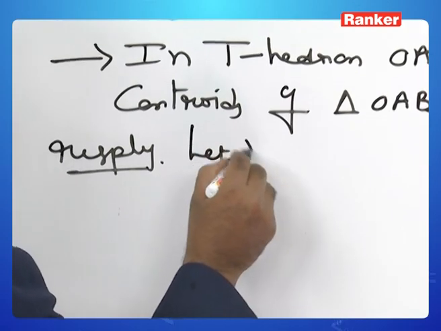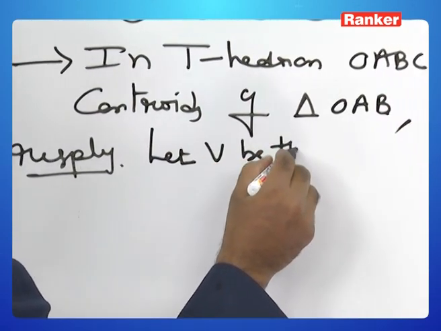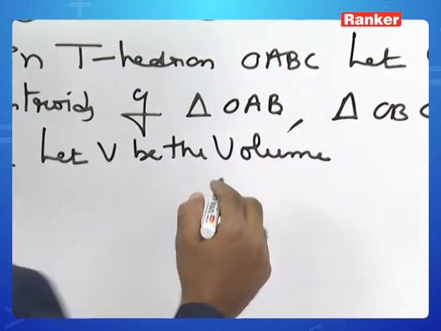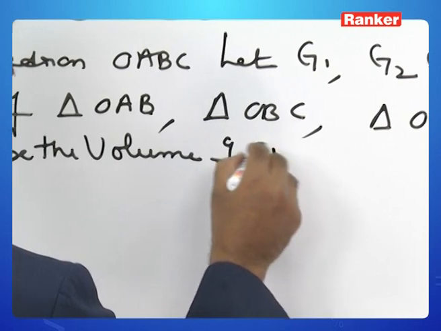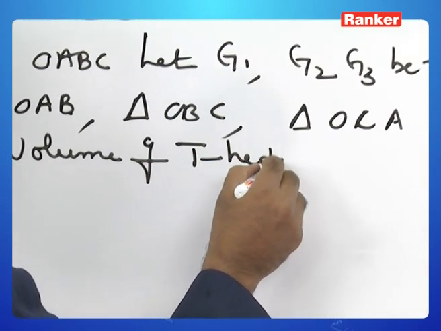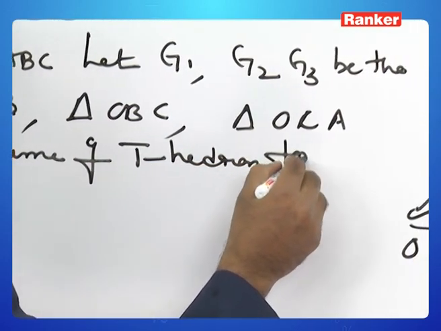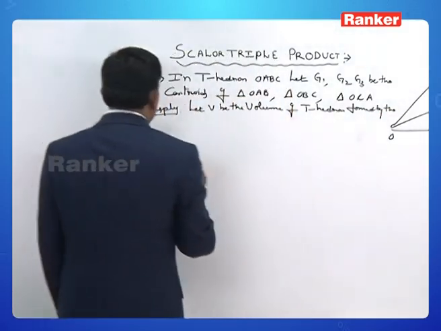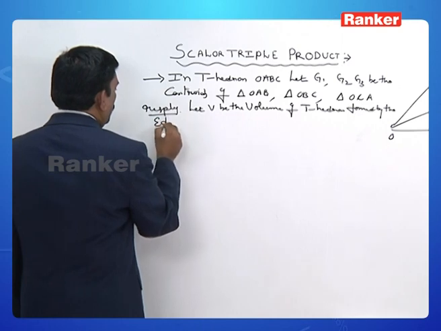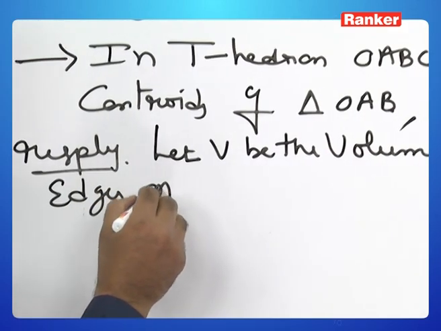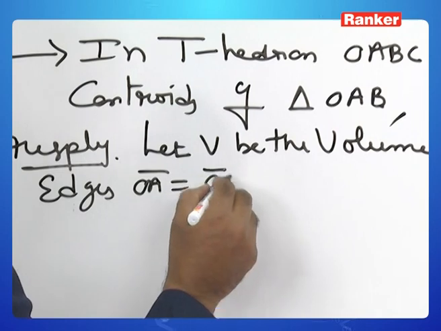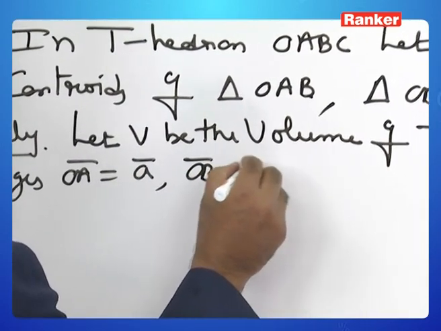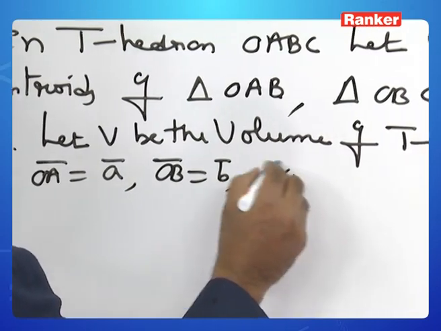Let V be the volume of the tetrahedron formed by the edges OA bar is equal to A bar, OB bar is equal to B bar, OC bar is equal to C bar.